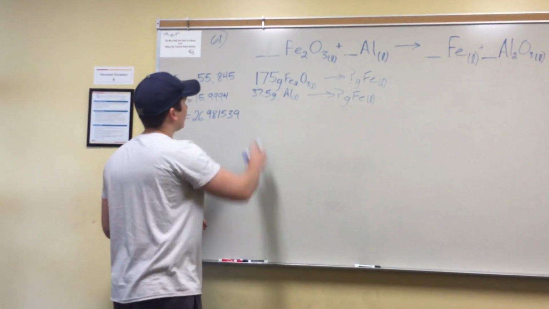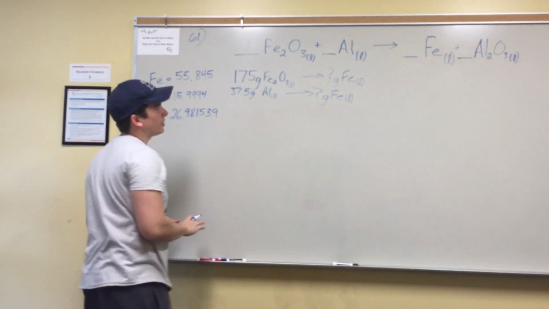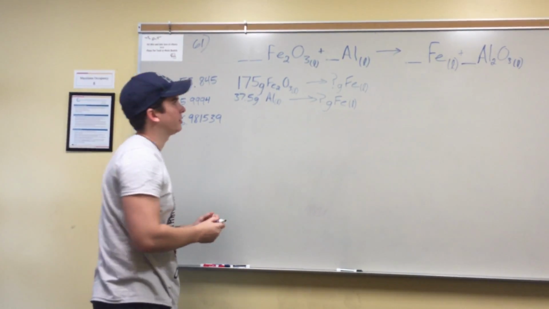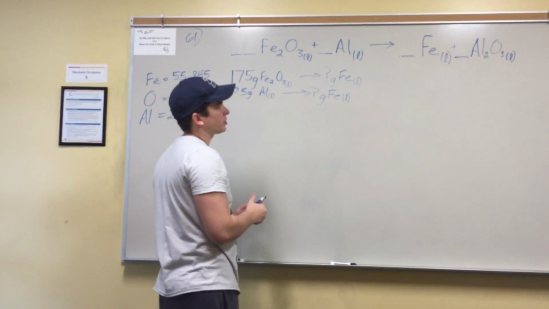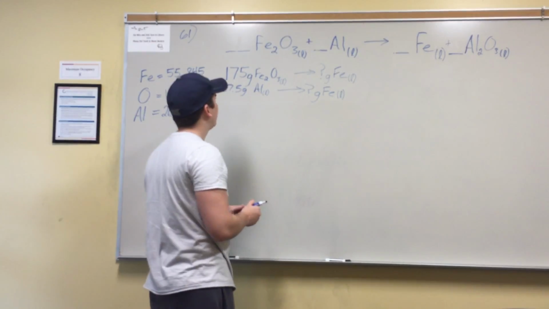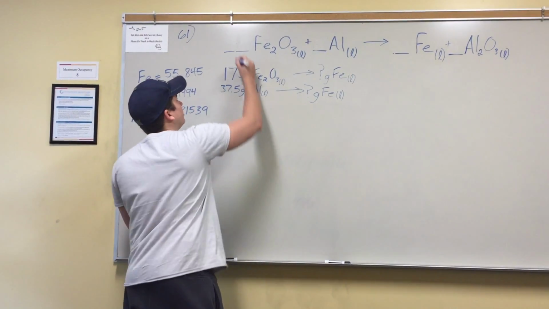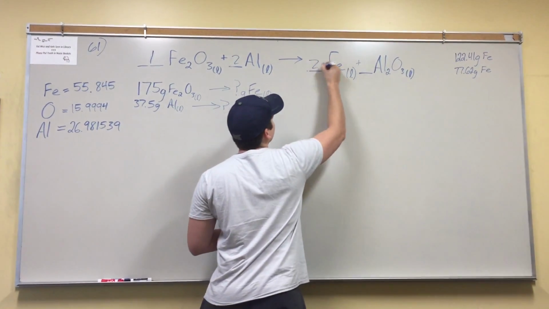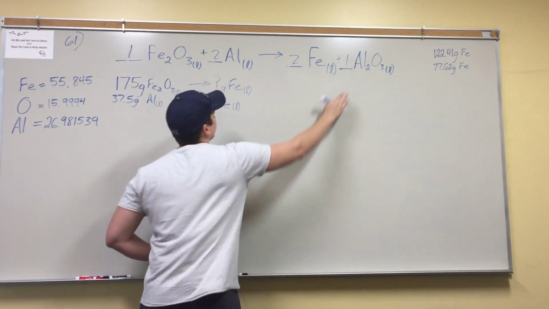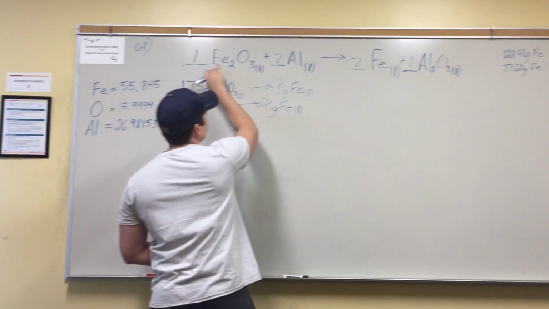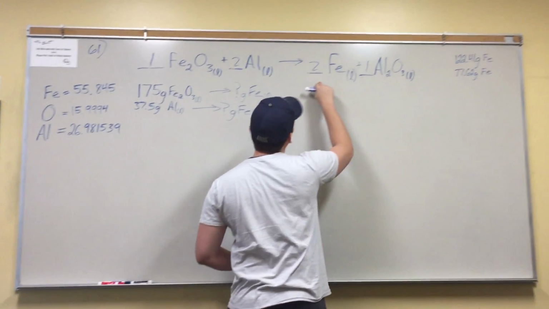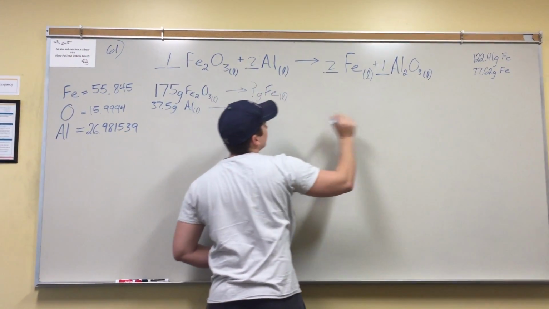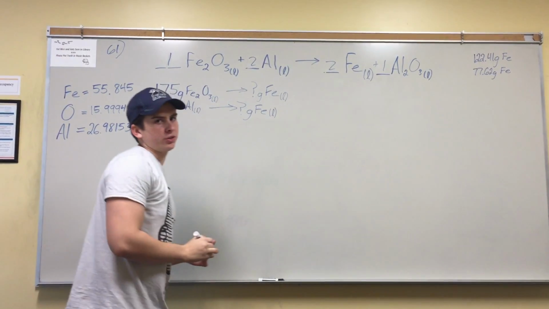Okay, so for number 61, we're going to figure out the limiting reagent between iron 3 oxide and aluminum and figure out how much of just iron they can make. So we're going to start by balancing the equation. We're going to end up with 1, 2, 2, and 1. So you have 2 aluminum, 2 irons, 3 oxygen, 3 oxygen. So the equation is balanced.